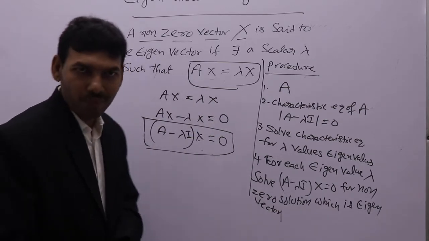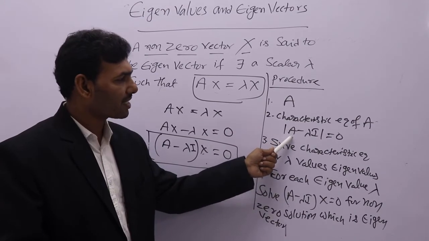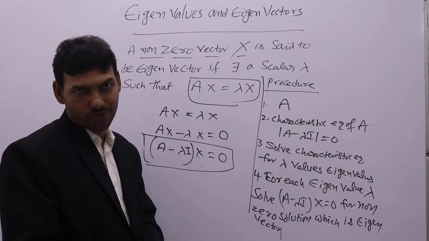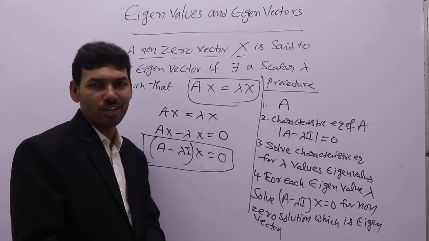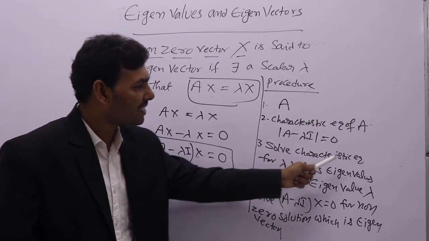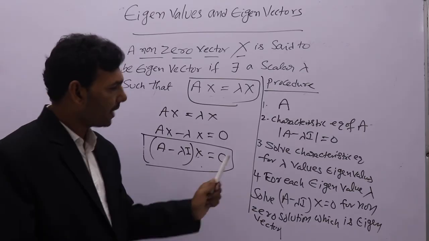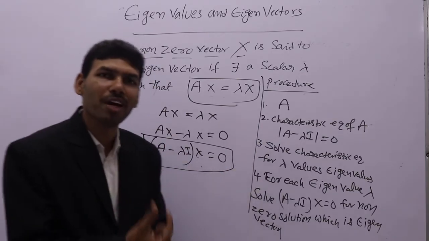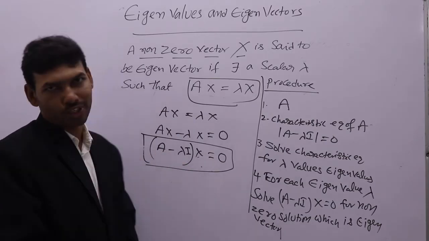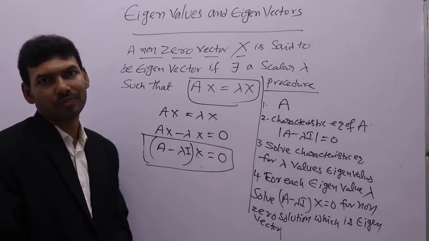First note down the given matrix, next write the characteristic equation. Solve the characteristic equation for lambda values. Those lambda values are the eigenvalues. That's why eigenvalues are also called characteristic roots, because we get them by solving the characteristic equation. Next, taking one lambda value, solve this homogeneous system for a non-zero solution. That non-zero solution is the eigenvector.